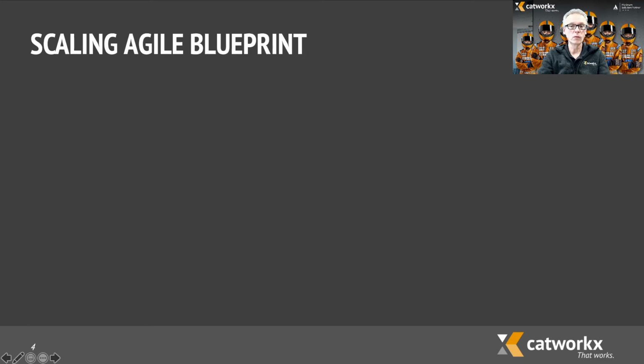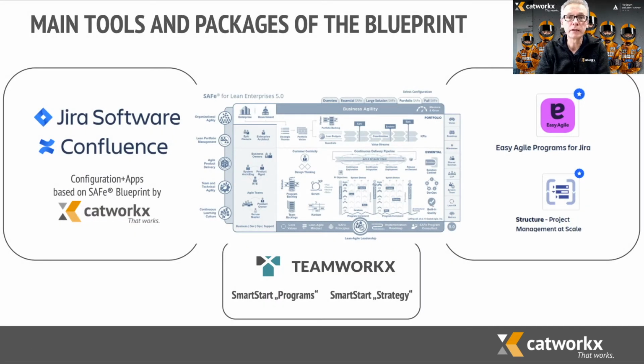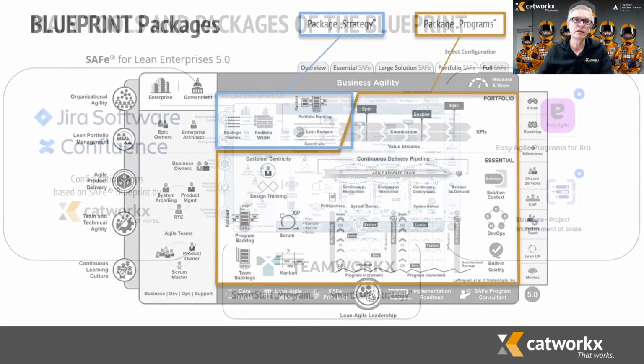And now, what is the Agile Scaling Blueprint? The Scaling Agile Blueprint is a combination of the base products Jira Software and Confluence, the marketplace apps called Easy Agile Programs and Structure, and some Catworkx apps like ISSUETYPE or Confluence Page Viewer. The product also contains a workshop package called Smart Start for implementation and customizing the tools, training the different team roles of SAFe implementation, and supporting the first important steps like the first PI planning.